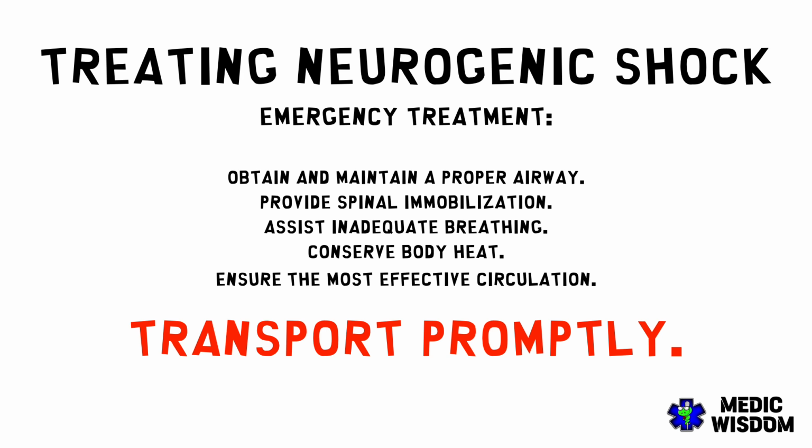Neurogenic shock, which again, this is where the spinal cord gets injured. Spinal cord is no longer able to get the impulses down to the body, and the body's no longer able to send impulses back up. So this is where the neurogenic shock comes in. These patients need rapid transport, keep them warm, provide airway, ventilation, transport properly, all the same stuff.